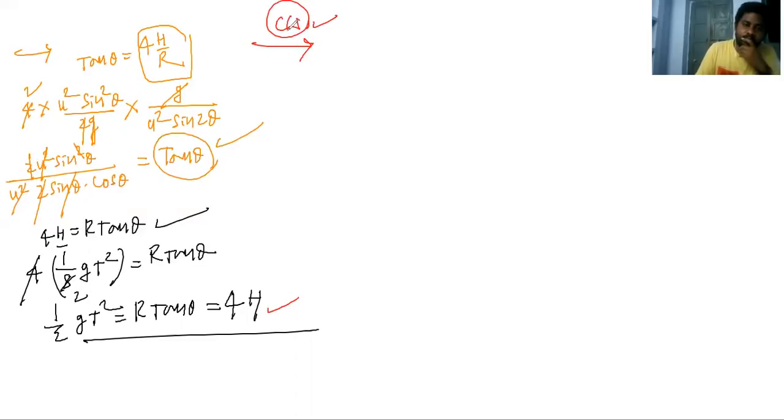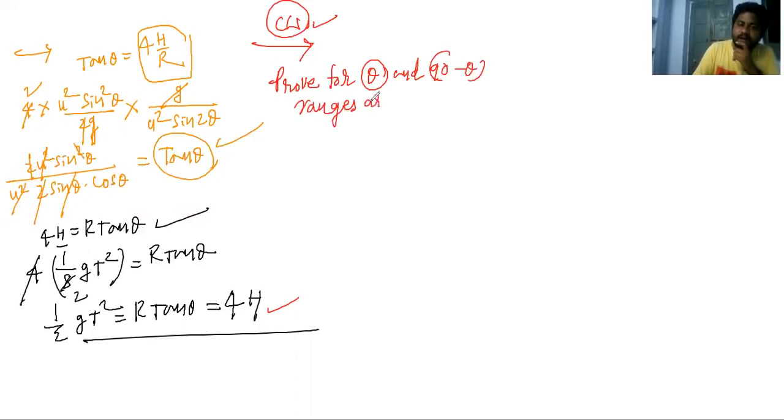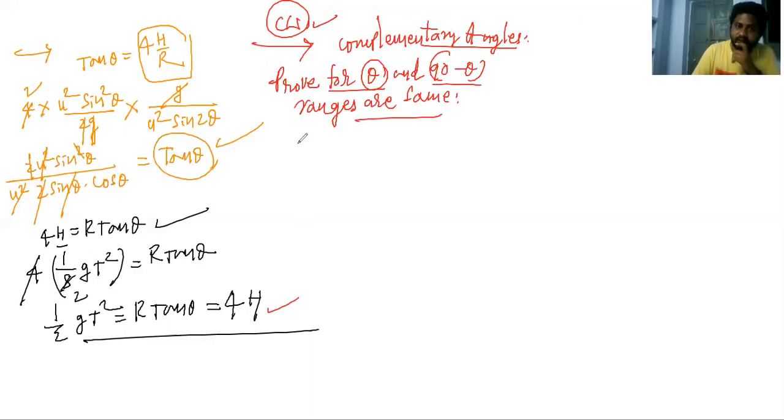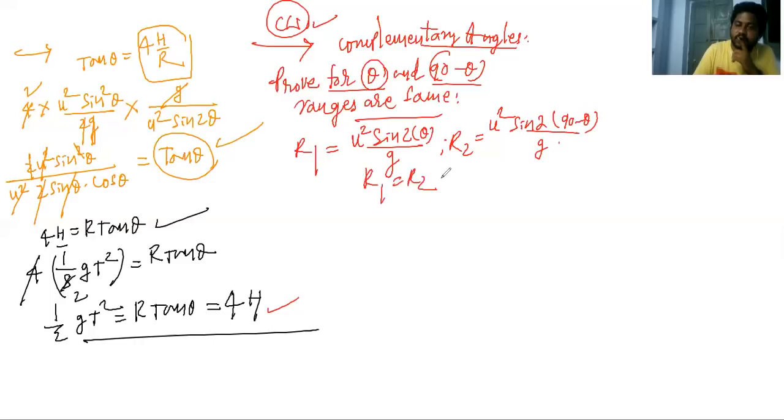All right. So we know, see, prove that for theta and 90 minus theta, ranges are the same. Okay, so these theta and 90 minus theta both are called complementary angles. So for complementary angles, theta and 90 minus theta, ranges are the same. Right? For example, R1 is equal to u square sine 2 theta by g, and R2 is equal to u square sine 2 into 90 minus theta by g. So ranges are the same means R1 is equal to R2 we get.